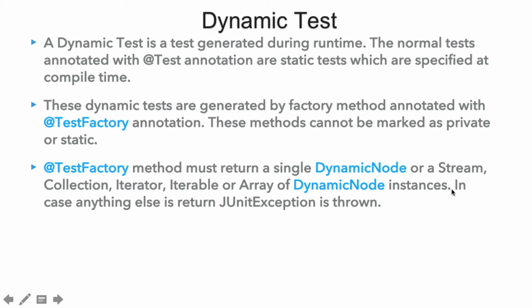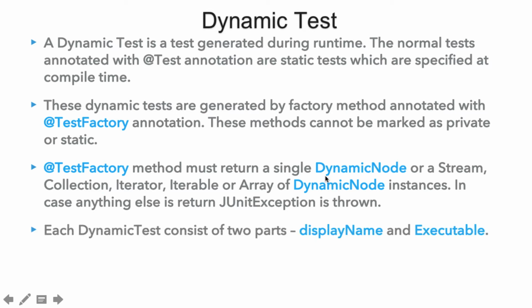So friends, the return type of a @TestFactory method should be either a dynamic node or a stream, collection, iterator, iterable, or array of dynamic node instances. In case anything else is returned, a JUnit exception is thrown. So when JUnit 5 sees a @TestFactory method, it knows the return type will be a dynamic node, or simply multiple dynamic nodes returned via stream, collection, iterator, iterable, or array.